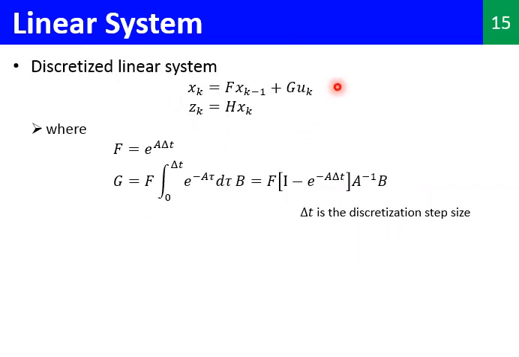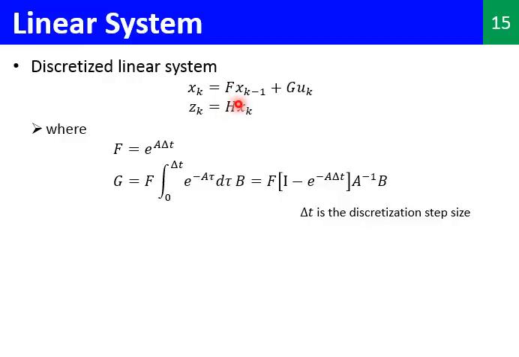So here we have the discretized linear system. Okay, so you can see this is our previous state and this is our current state, and this is the control input, and here we have the measurement based on the state. Okay, so we already introduced f and g here, this one and that one, and actually we can further simplify this term to this one if A is invertible. Okay, so delta t is actually the discretization step size, and in the second equation actually we did nothing, so basically this h is same as c.